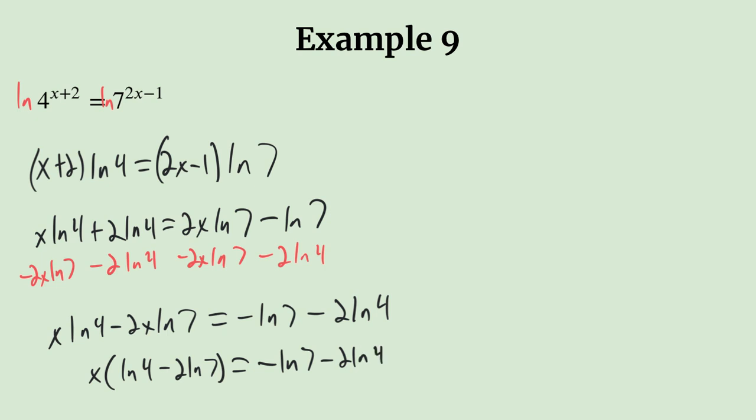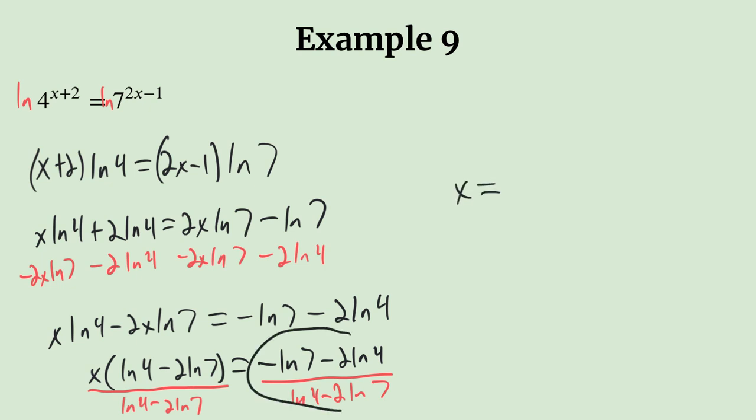Don't lose track of your 1's and your 2's. I almost did right there. And then you're going to divide everything by this natural log of 4 minus 2 natural log of 7. See, almost did it again. And then we've got natural log of 7 minus 2 natural log of 4 on top. So x equals whatever this comes out to be, which when you type that into your calculator, you should get 1.88.